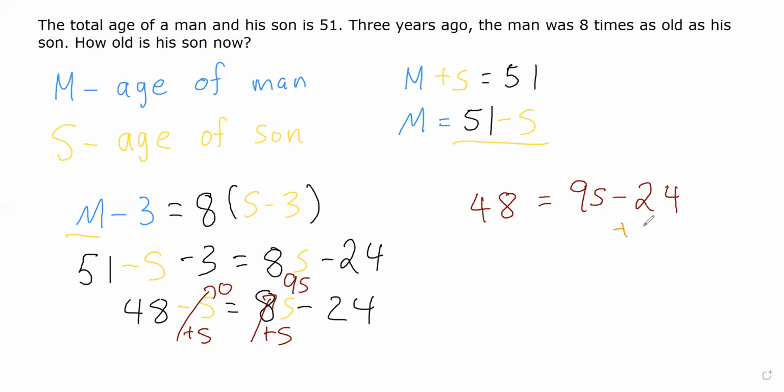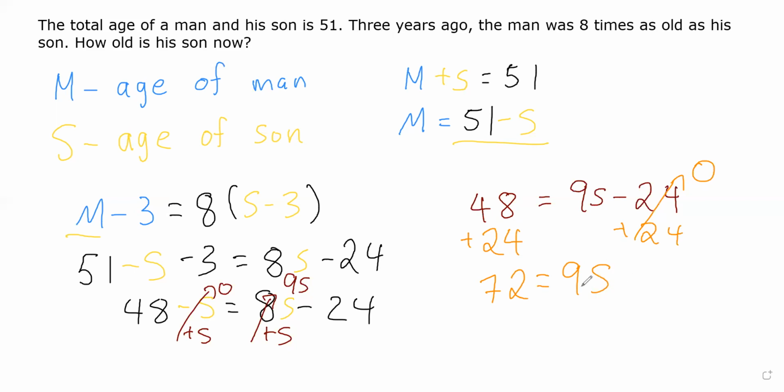Now we can just add 24 on both sides. So 24 minus 24, this is equal to 0. 48 plus 24, this is equal to 72. So 72 is equal to 9S. So to solve for S, 9 times S is equal to 72. Well, S is just equal to 8.